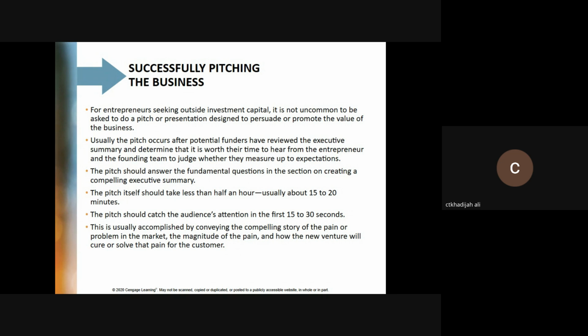Okay, so you have successfully prepared your business plan. So now it's for you to do the pitching. For entrepreneurs seeking outside investment capital, it is not uncommon to be asked to do a pitch or presentation designed to persuade or promote the value of the business. Usually, the pitch occurs after potential funders have reviewed the executive summary and determined that it's worth their time to hear from the entrepreneur. It's hard actually for the funders to call you in and give the presentation unless they are interested in your business plan.